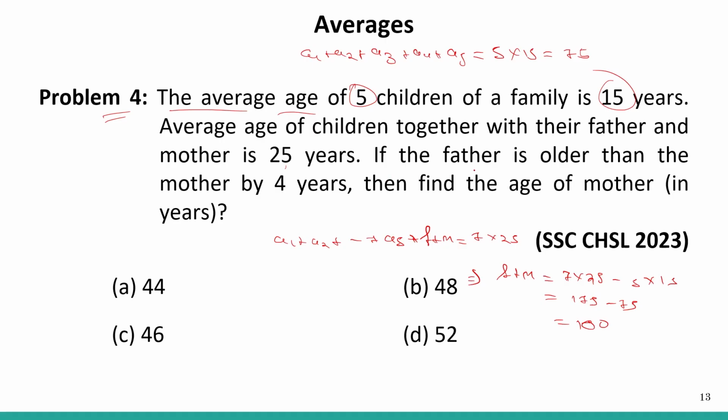So what we can say next is, if the father is older than the mother by 4 years, given that F minus M is equal to 4. So solving these two simultaneously, what we are left with is 2F is equal to 104. So this implies that F is equal to 52. Since the father is 4 years older than the mother, M is equal to 48.